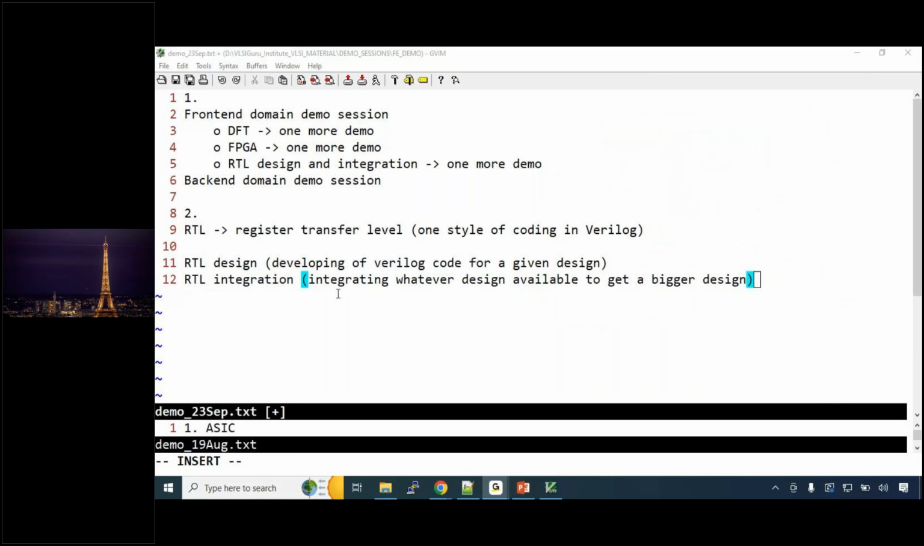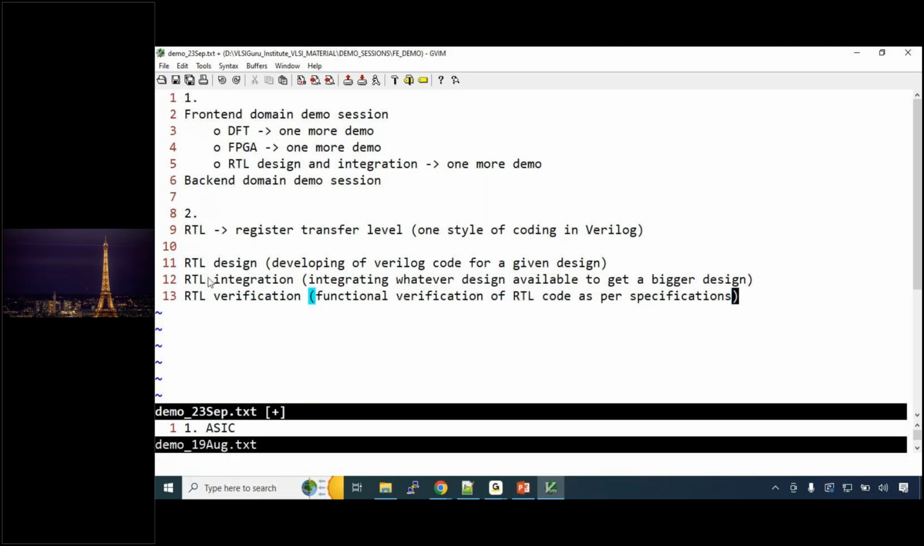What will be the next step? RTL verification. Whatever you have developed, whatever you have integrated, you want to prove that that is working fine. That is called functional verification of the RTL code as per specifications. Is it behaving as mentioned in the specifications, is what we call RTL verification. So there will be three aspects: RTL design, integration, and RTL verification.